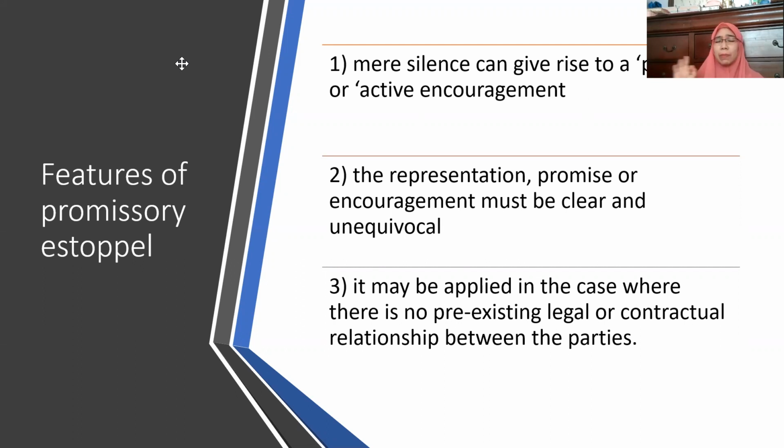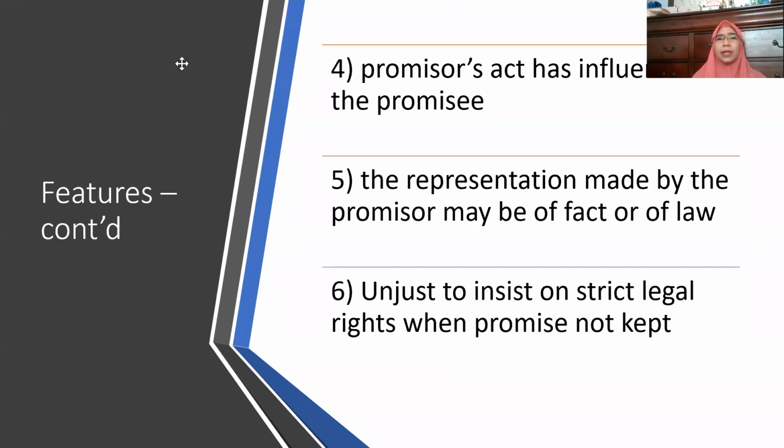Normally there must be, but sometimes no need to prove, whatever existing contractual relationship between the parties. Another feature is that the promisor's act has influenced the promisee. Number 5, representation made by the promisor may be of facts or of law. And the last one, it is unjust to insist on strict legal rights on the part of the promisor, even when the promise is not kept.